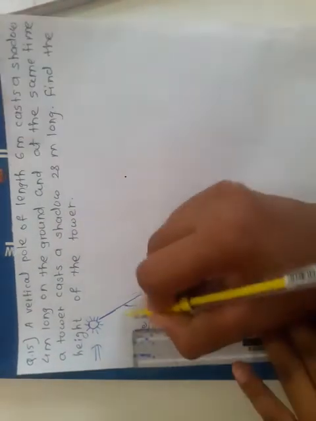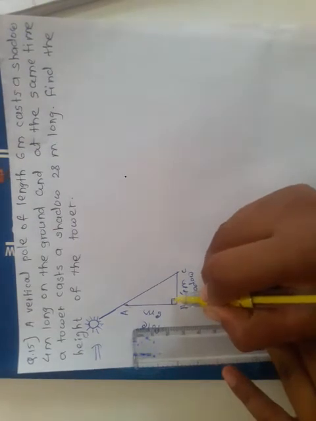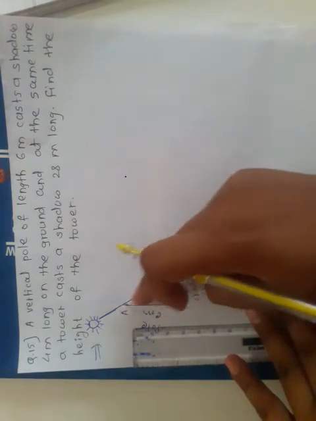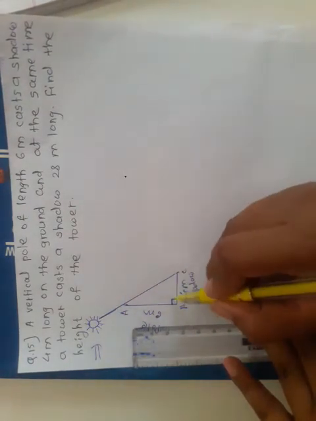At the same time, this is our triangle ABC, and it makes an angle of 90 degree. Suppose this is our vertical pole and this is our ground. So vertical pole and ground make an angle of 90 degree.